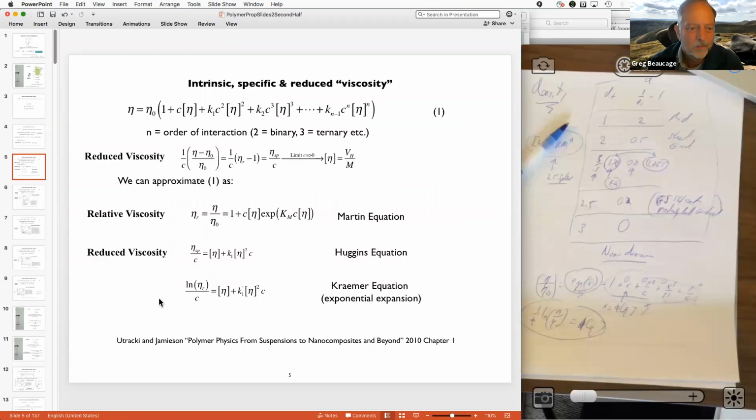So there's a bunch of these equations. There's a Kramer equation, which is also log based, kind of based on the same thing, right? And then the Martin equation, I mean, it's written in terms of exponential, but it's basically similar to the Kramer equation. And then the Huggins equation is just, instead of using it to 2 terms, use it to 3 terms. And then you get another parameter out of it.